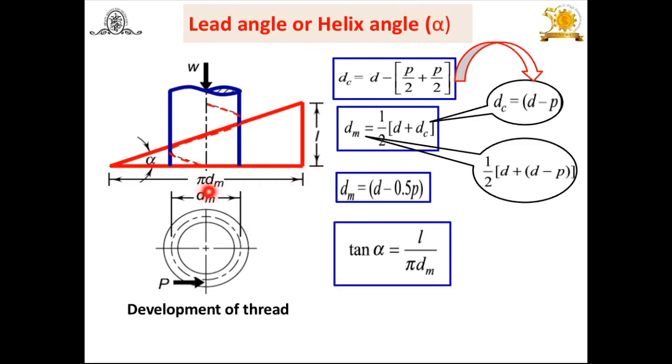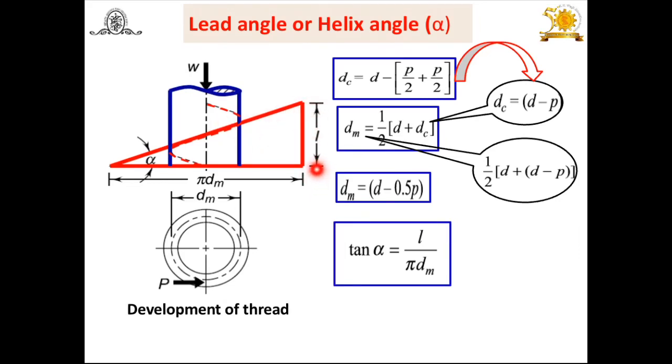Base is the pi dm. Circumference, when it is developed, you will get the pi dm. But when it starts to move from this position, with axial movement, in one revolution the position of the point, or the load, achieves this position here. So this vertical distance is the lead.